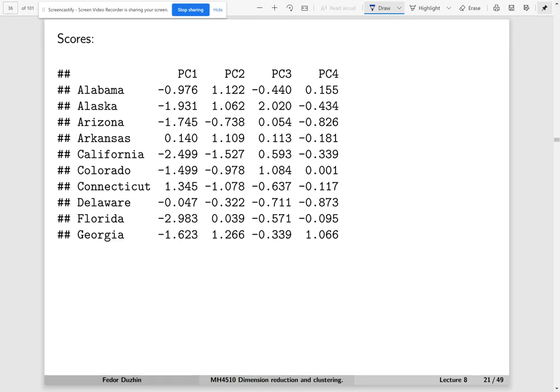Now, scores are just the values corresponding to these principal components. So principal component 1 is a certain linear combination of our variables, right? And then I'm going to just compute this for every observation, every data point. And these are called scores.